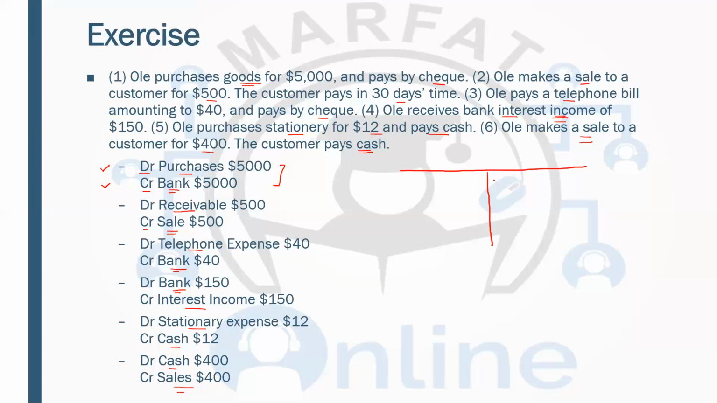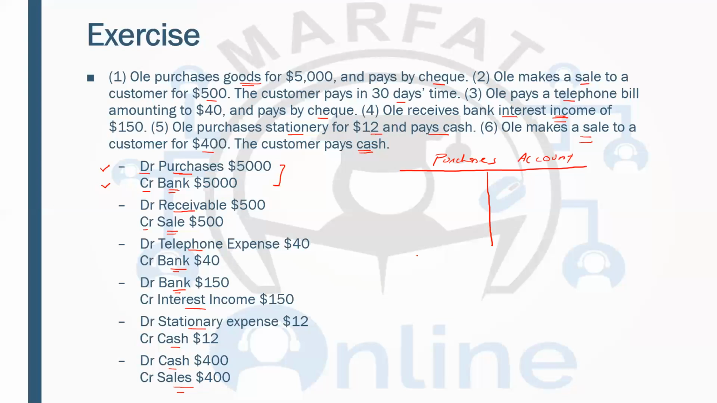Now, the first thing is you make a T and then you write the name. So purchases account, because the first entry is purchases. So you just pick the name from here and you write purchases account. This is the name of the account.